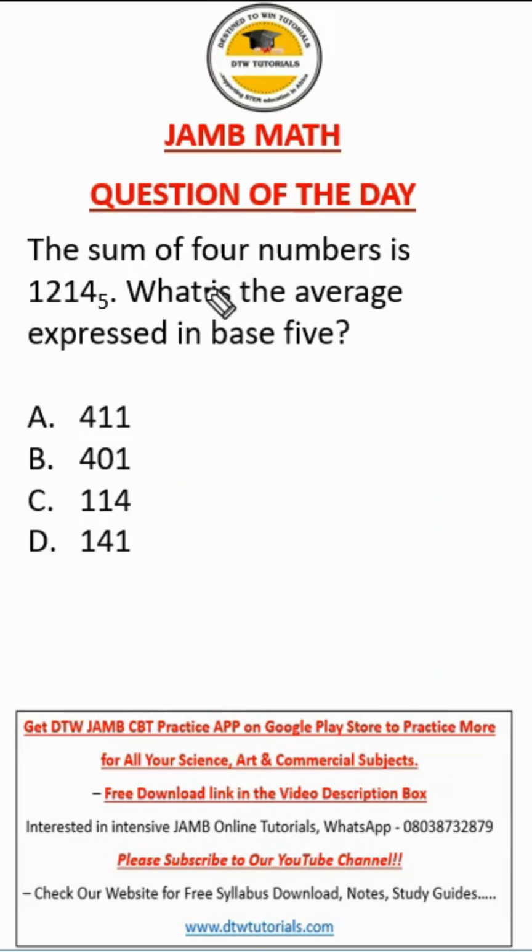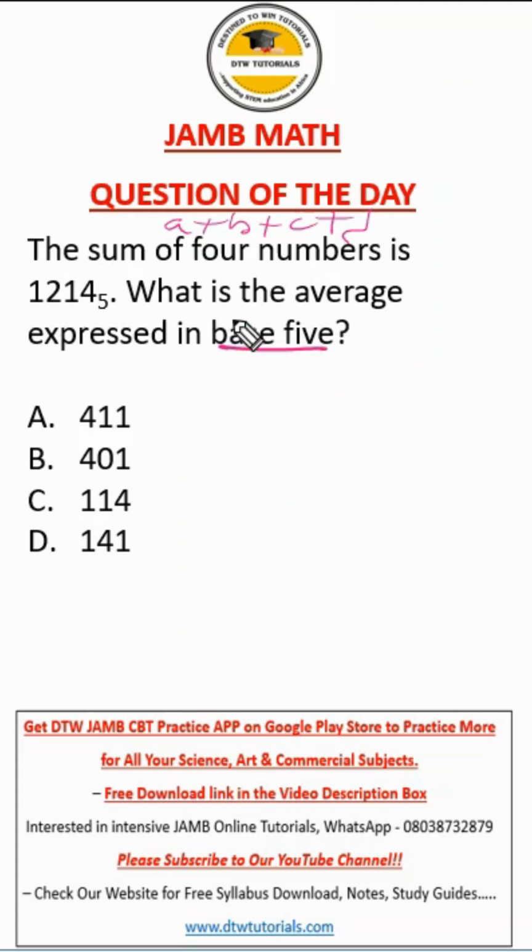Welcome. So in today's question, we have this JAMB math question of the day. It says the sum of four numbers is 1214 base 5. Okay, the sum of four numbers. Let's say A plus B plus C plus D is this. What is the average of these numbers expressed in base 5?